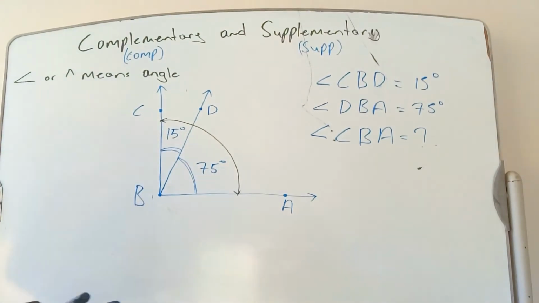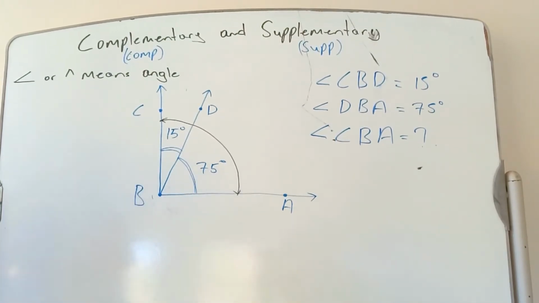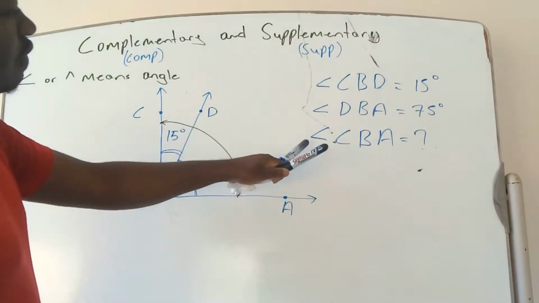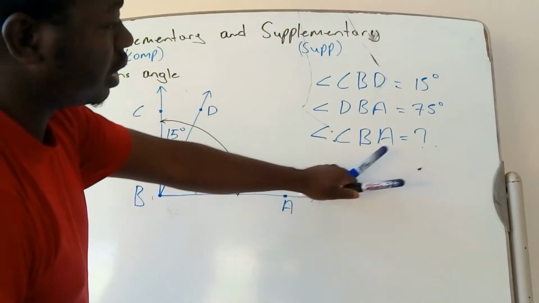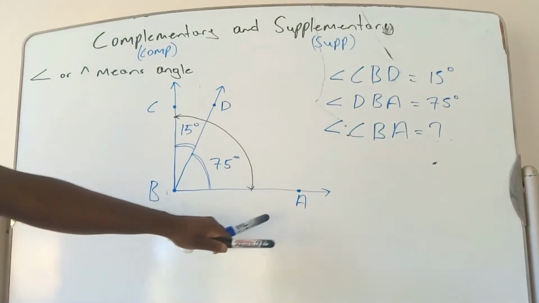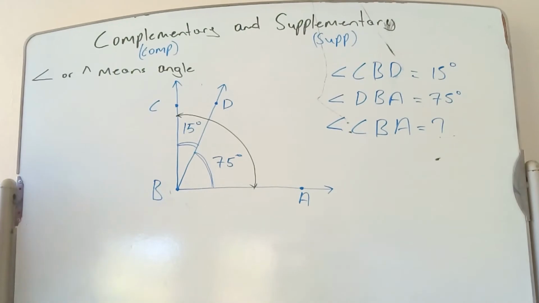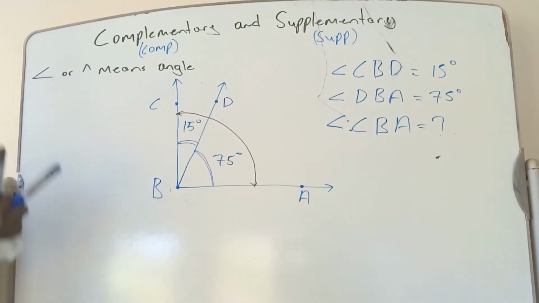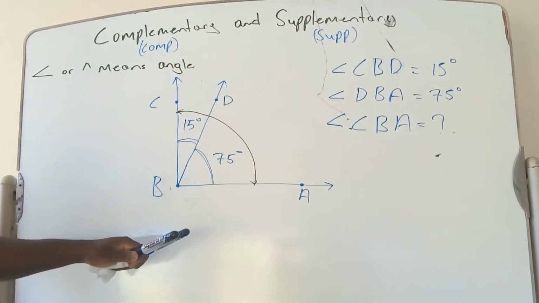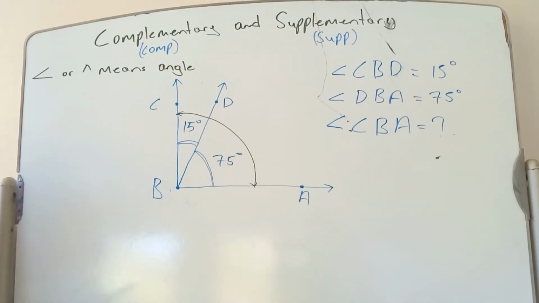Now, based on the diagram, we can clearly see that we have an angle of 15 degrees and an angle of 75 degrees. If we sum these two angles, it will give us the value of angle CBA. Now, whenever you add two angles and the result is 90 degrees, we call these angles complementary angles. Let me say that again. Whenever you add two angles and the result is 90 degrees, we say that these two angles are complementary angles.